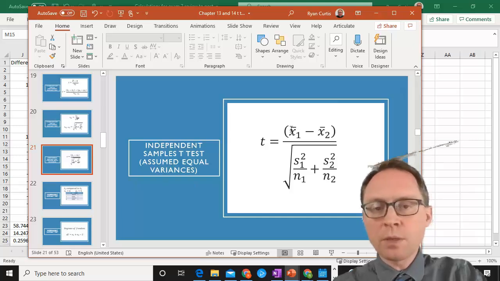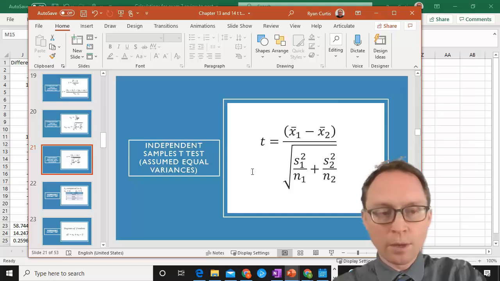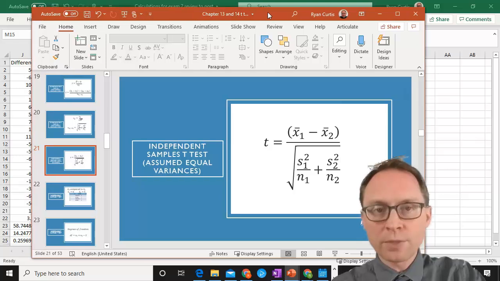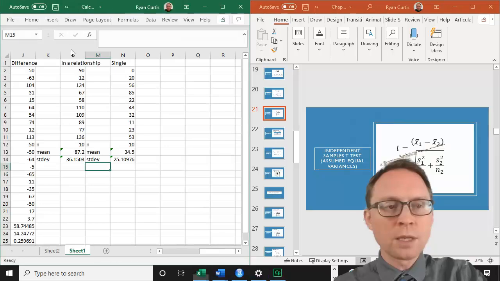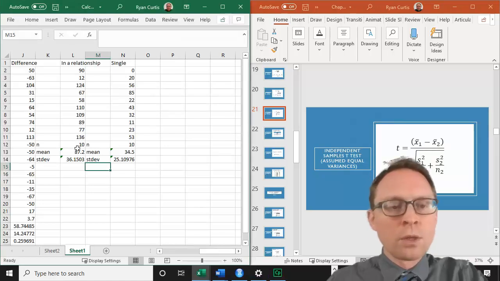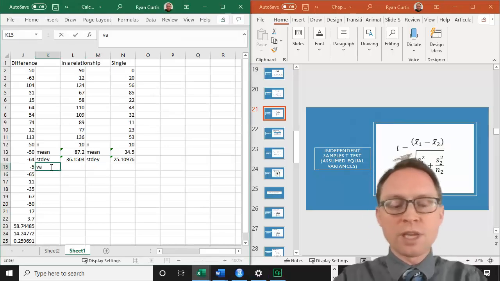X bar sub 1 minus X bar sub 2, so the means of each group minus each other, divided by, sorry, this is not the standard deviation, it's the variance, right? Because it's S squared. The variance of the first group divided by its n plus the variance of the second group divided by its n, and you take the square root of that whole thing. All right, so that's what we're going to be doing. So let's put this over in the corner, so we can kind of see it while we do this.